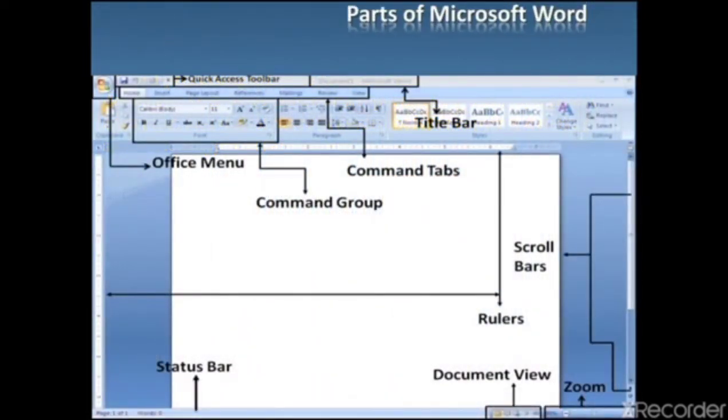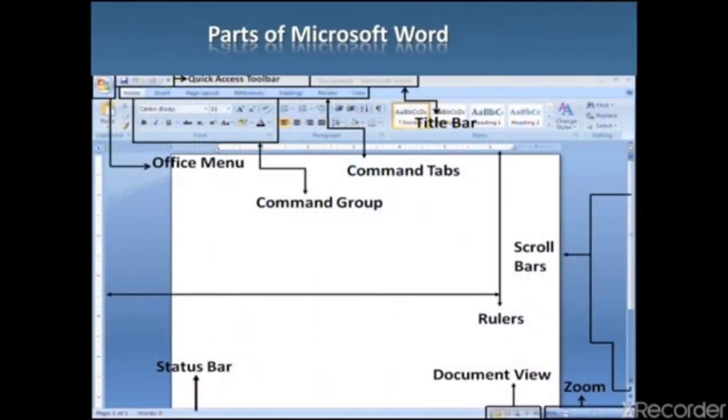Okay. These are parts of Microsoft Word. Title bar: used to show the name of the program. Office menu: having various commands for starting, opening, closing, saving, and printing files. Command tabs: presented in the order in which you typically use them. Command group: tabs that are divided into named sections.